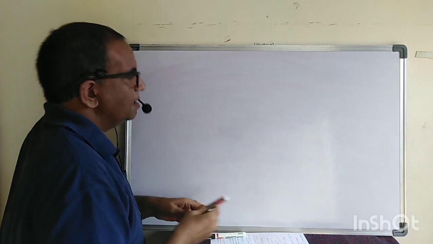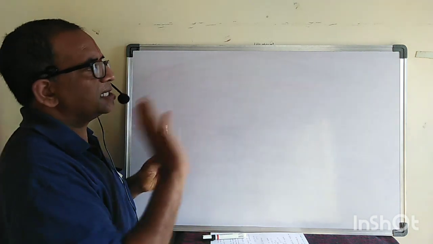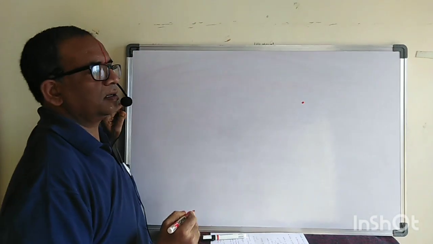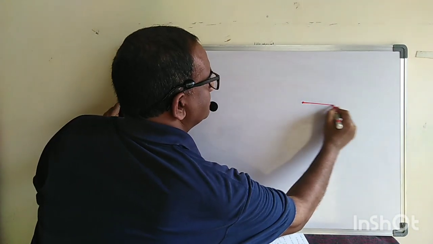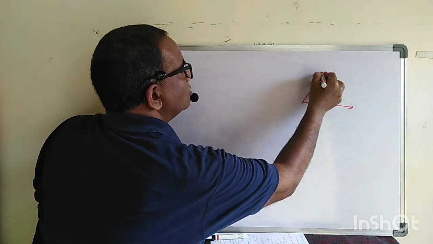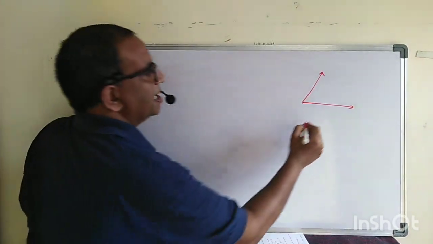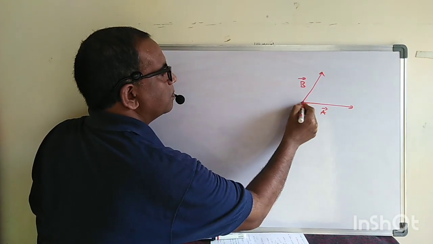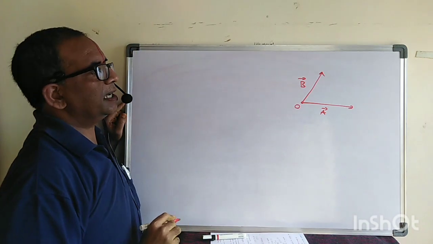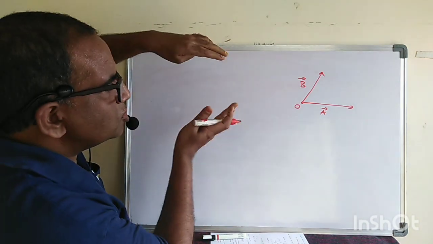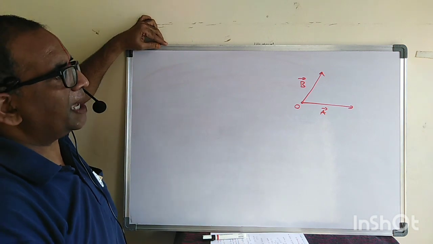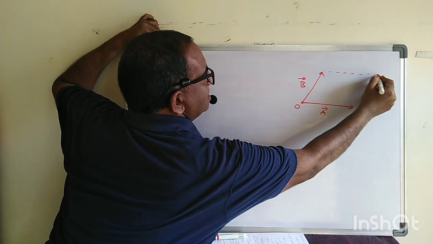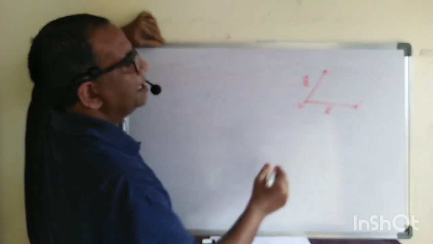See carefully here. When two vectors are taken, two vectors are acting at a point. This is one vector and this is another vector. Let us call this vector A and this vector B, and these two vectors are acting at a point O. Then these two vectors are taken as the sides of a parallelogram. Imagine it's a parallelogram.